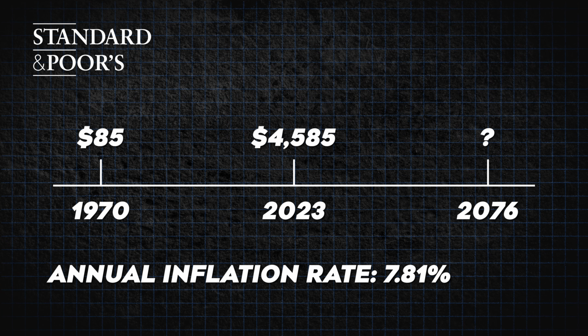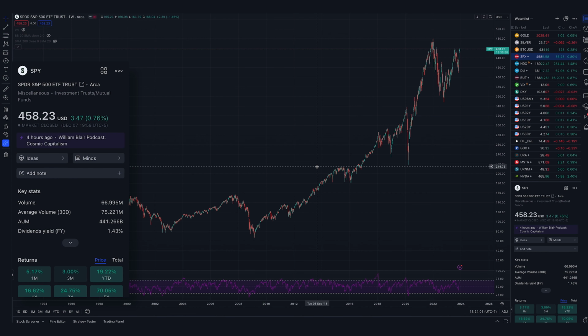If we fast forward 53 years from now, starting with an index value of 4,585, an average inflation rate or performance of 7.81% per year, the next 53 years, we end with the S&P 500 index at a level of 246,756. Now, just in case that number is meaningless to you, we can take a look at the price per share of the most common ETF that invests in the S&P 500.